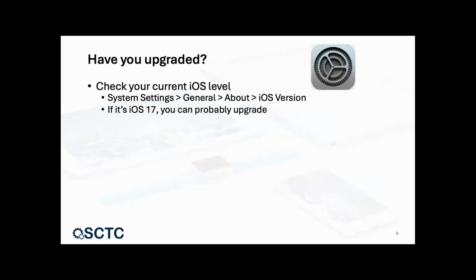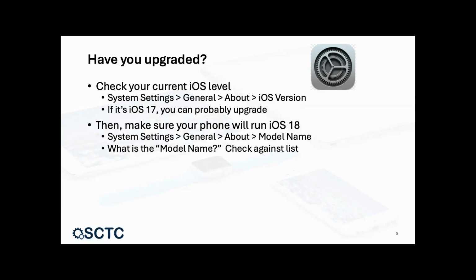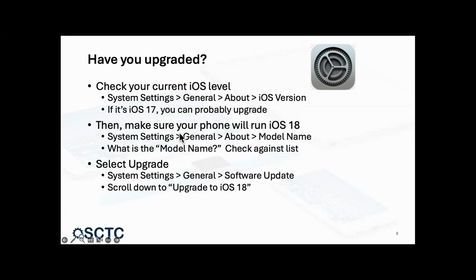So let's see if you've upgraded. If you've got your phone or iPad in front of you, you can check this. Go to Settings, General, About, and iOS version. If you're still on iOS 17, you can probably upgrade to 18. The thing is the upgrade's kind of a little hidden, so we're going to talk about that here. You can go to General, About, and the model name, and then check your model against the list that's in the handout, and you can see if your phone will upgrade.